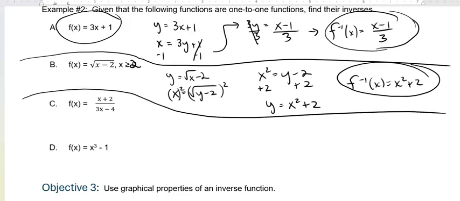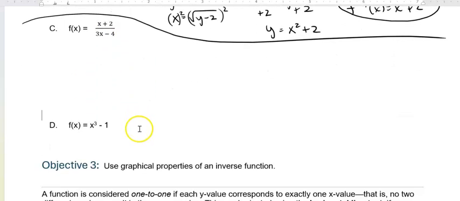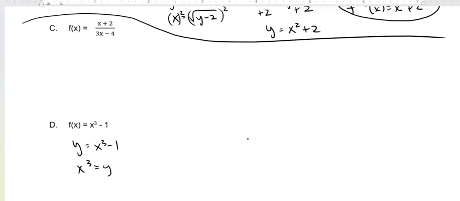Okay, let's see. Let's do D next, because that's the easier one. And then C looks pretty complicated, so that should be a fun one. So let's knock out D real quick. D looks easy. Y equals x cubed minus 1. Switch x and y. X cubed equals y minus 1.